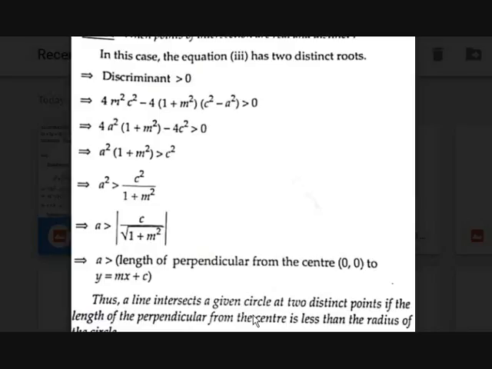Okay, now let's see what if those points coincide.